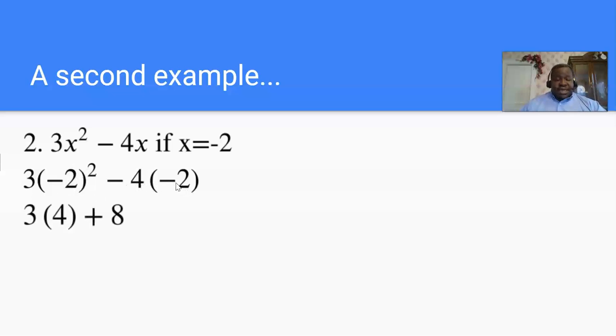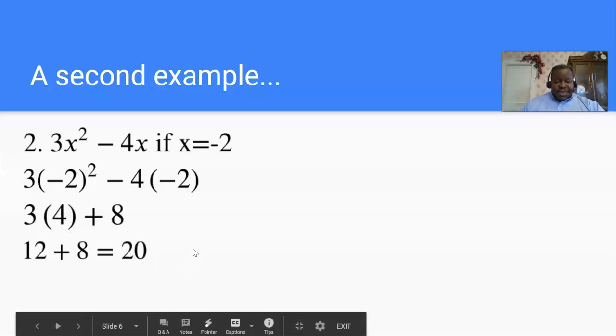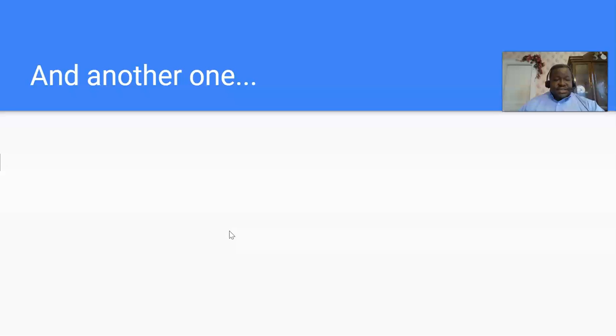Negative 4 times negative 2 is 8. So now, 3 times 4 is going to give us what? It's going to give us 12. 12 plus 8 gives us 20. All right, let's look at a third example.